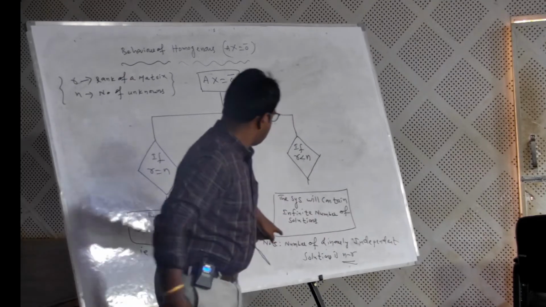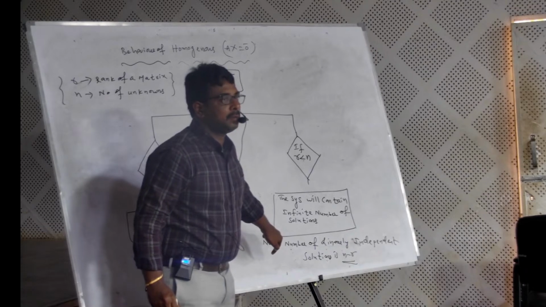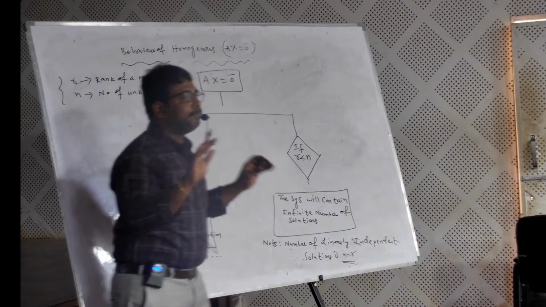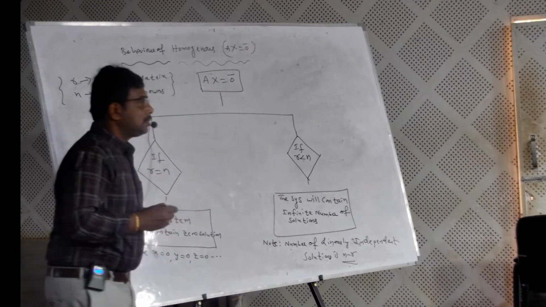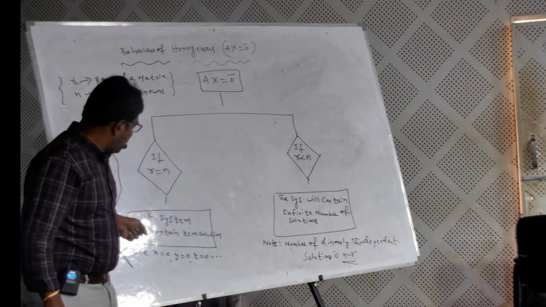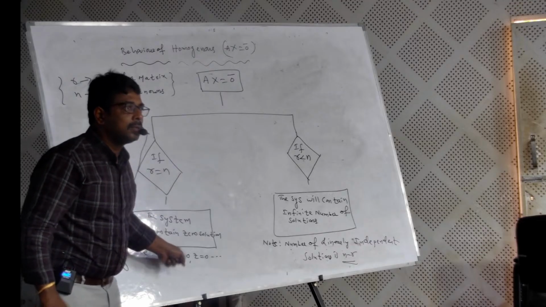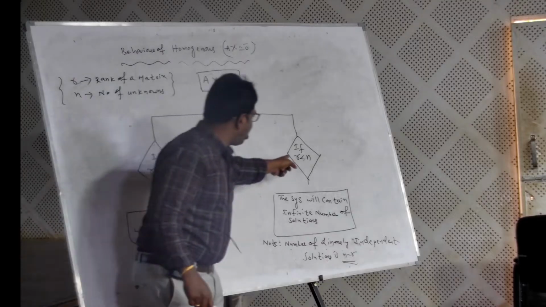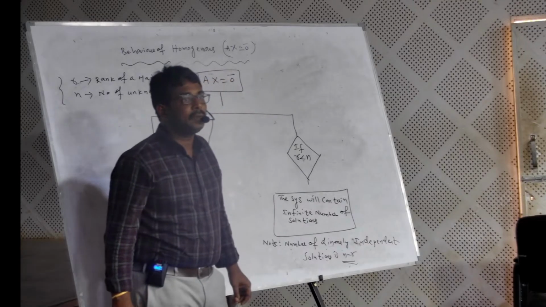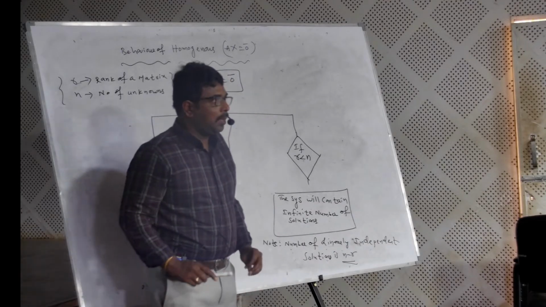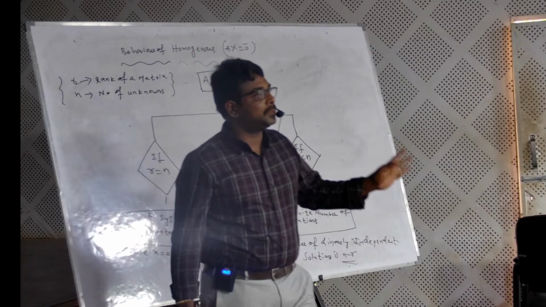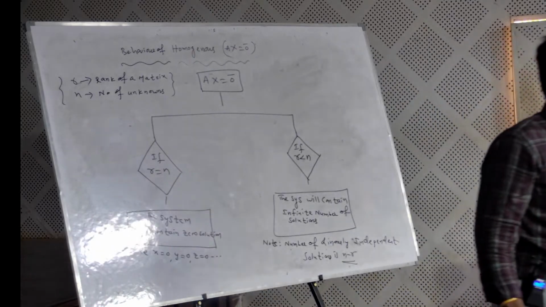I will explain the point I have written clearly after a few minutes. Don't worry about that. Please concentrate on two cases. Case one: when rank and number of unknowns are the same, that gives the zero solution. And when rank is less than the number of unknowns, it gives an infinite number of solutions. In the process of finding the infinite number of solutions, you must identify the independent solutions. Later, you have to identify the dependent solutions.